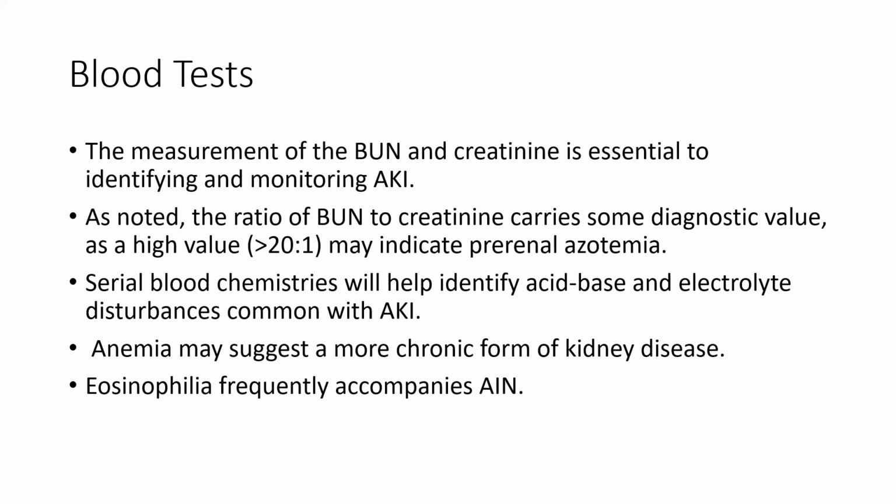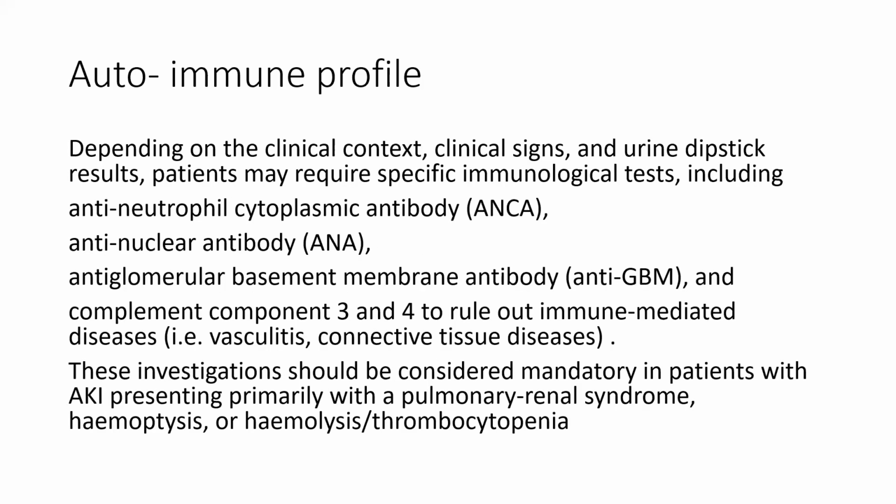Now, the next is blood tests. The measurement of blood urea nitrogen and creatinine is essential to identifying and monitoring AKI. As noted, the ratio of blood urea nitrogen to creatinine carries some diagnostic value. A high value of more than 20:1 may indicate prerenal azotemia. Serial blood chemistry will help identify acid-base and electrolyte disturbances common with AKI. Anemia may suggest a more chronic form of kidney disease, and eosinophilia frequently accompanies acute interstitial nephritis.